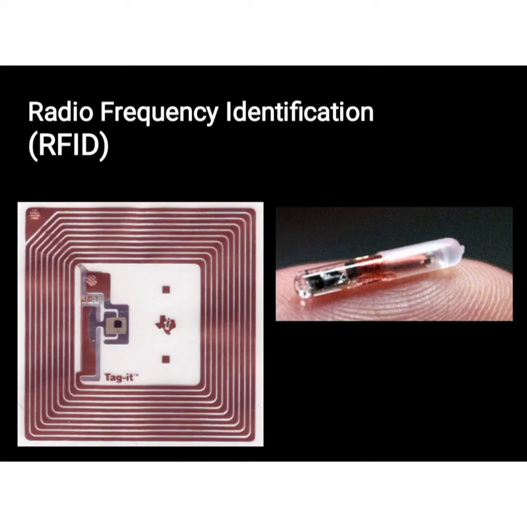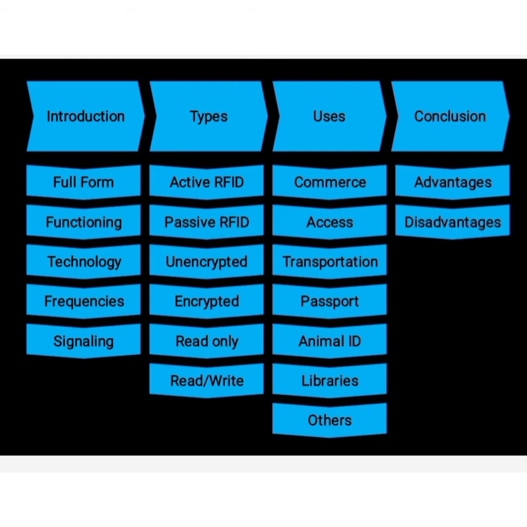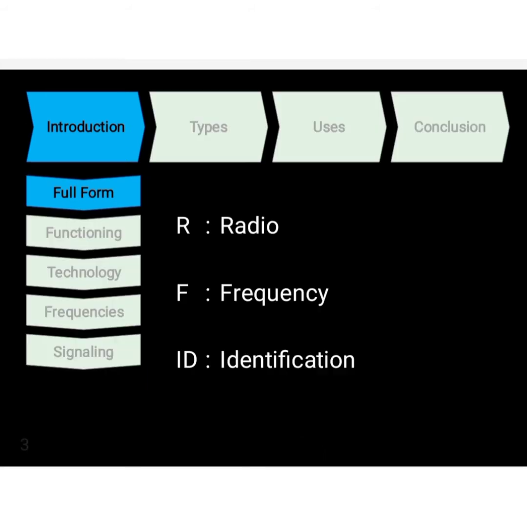So this is an overview of what we are going to see in further discussion. First we will have the introduction part, then the types of RFID, where it is used, basically the applications, and at the end we are going to conclude with advantages and disadvantages. So let's start with the introduction part first.